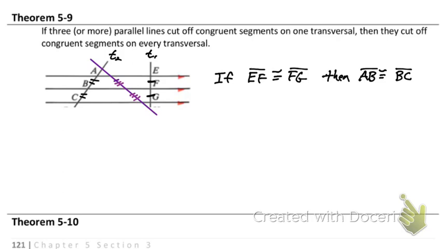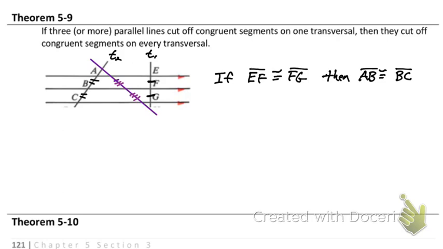Questions on that, because that can be slightly confusing. So basically, 3 parallel lines. One transversal having congruent segments locks it in, so that every other transversal you draw will have congruent segments. All right, so 3 parallel lines, 2 congruent segments, locks it in. Are we okay with that?